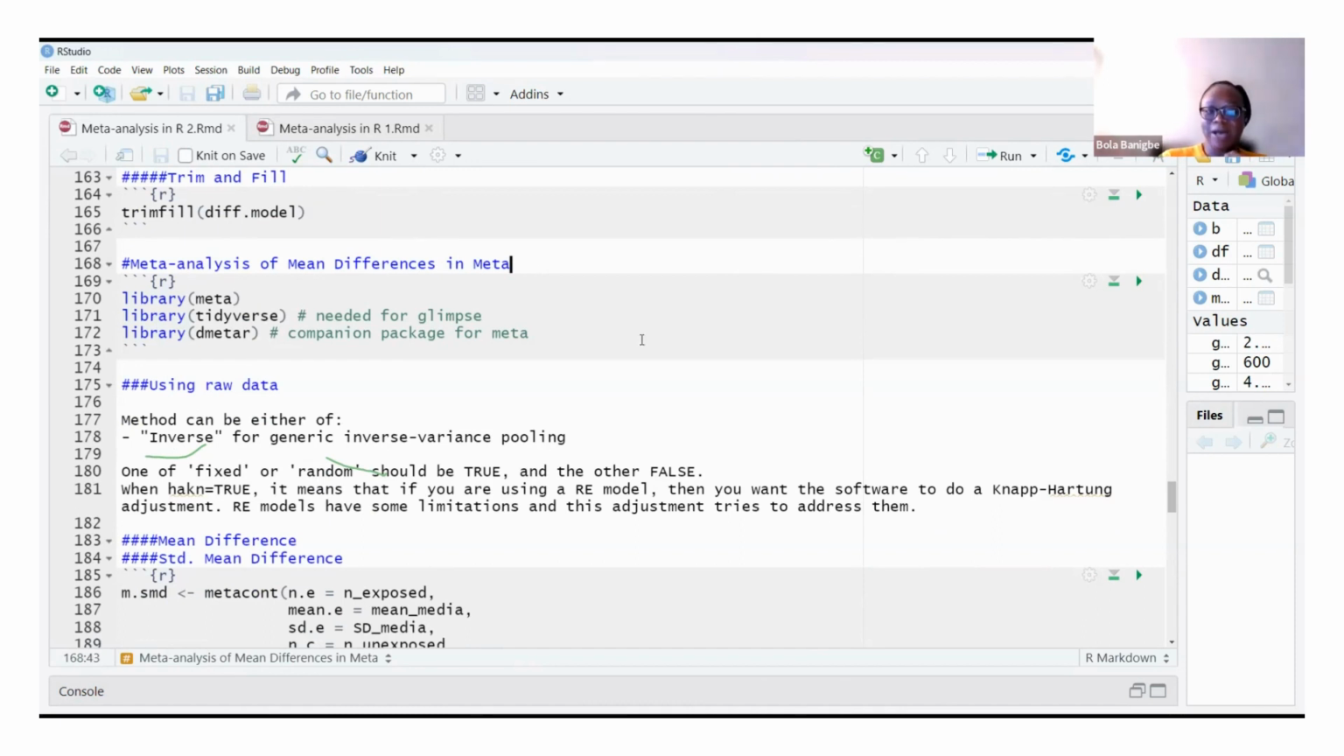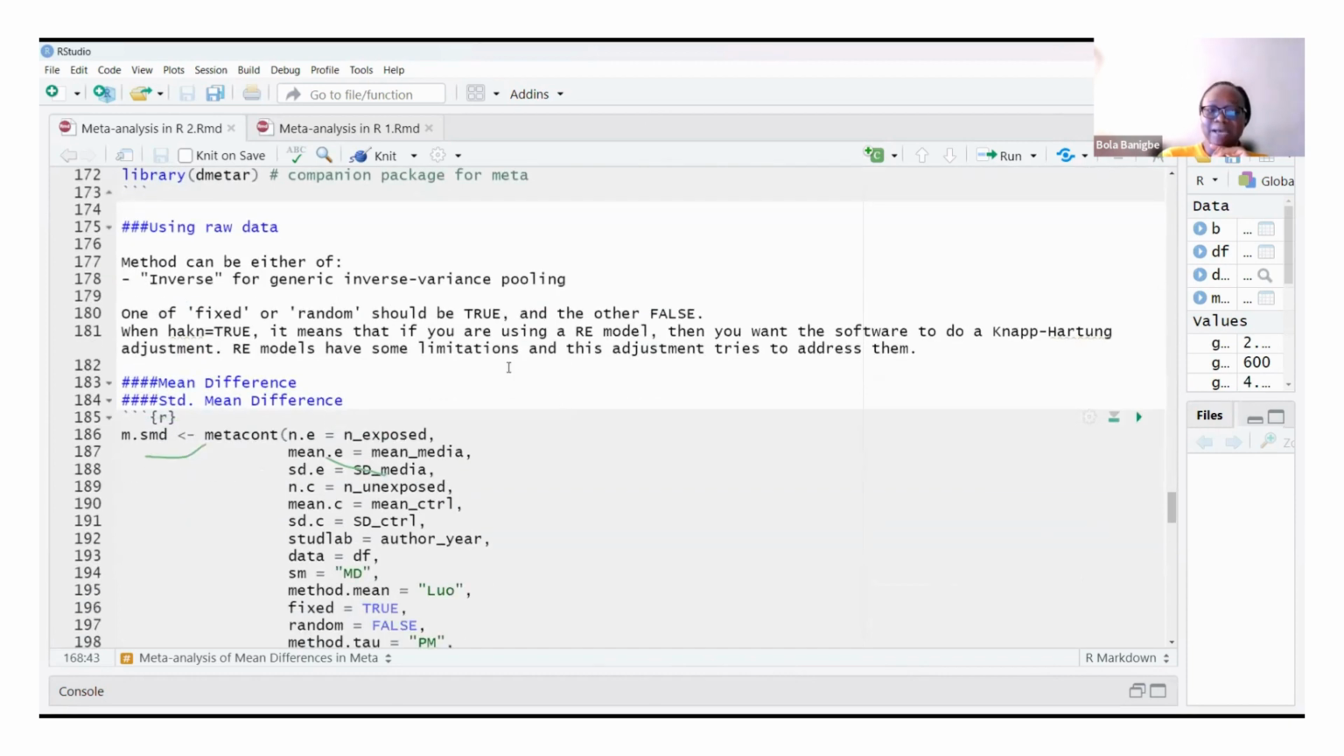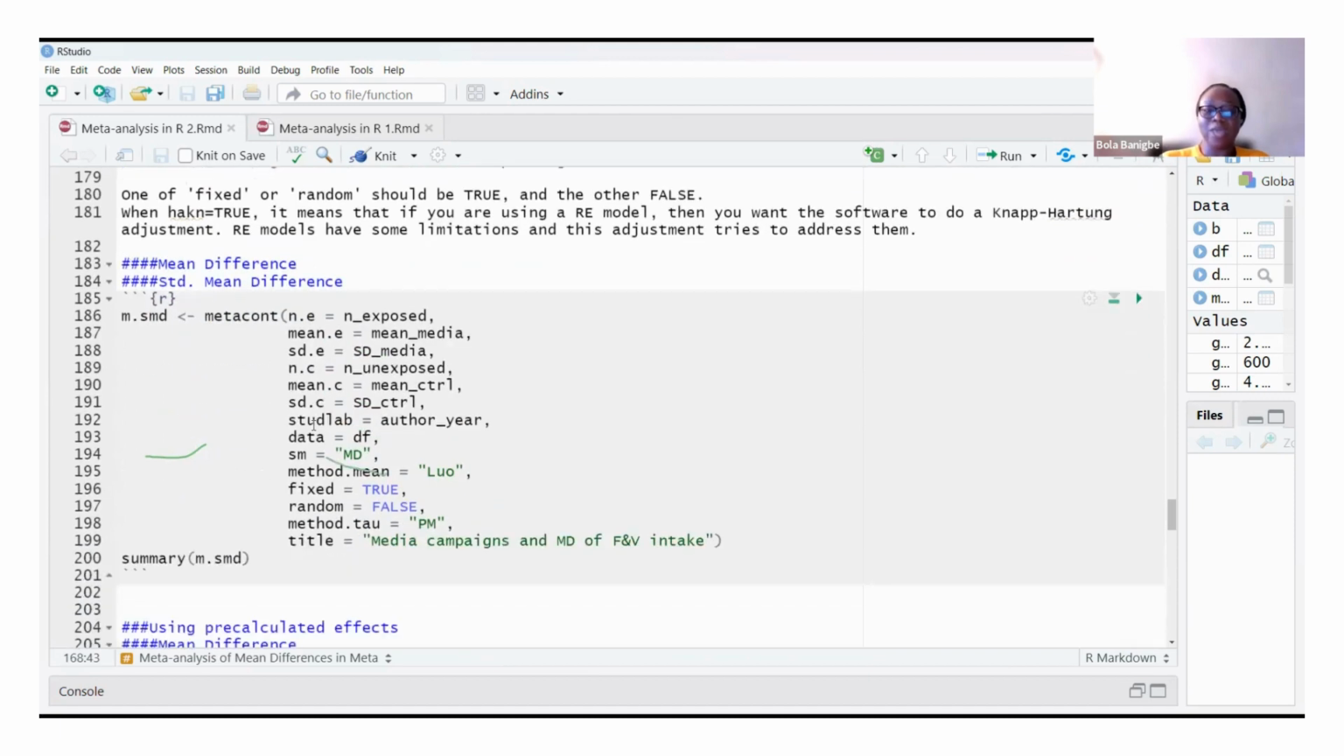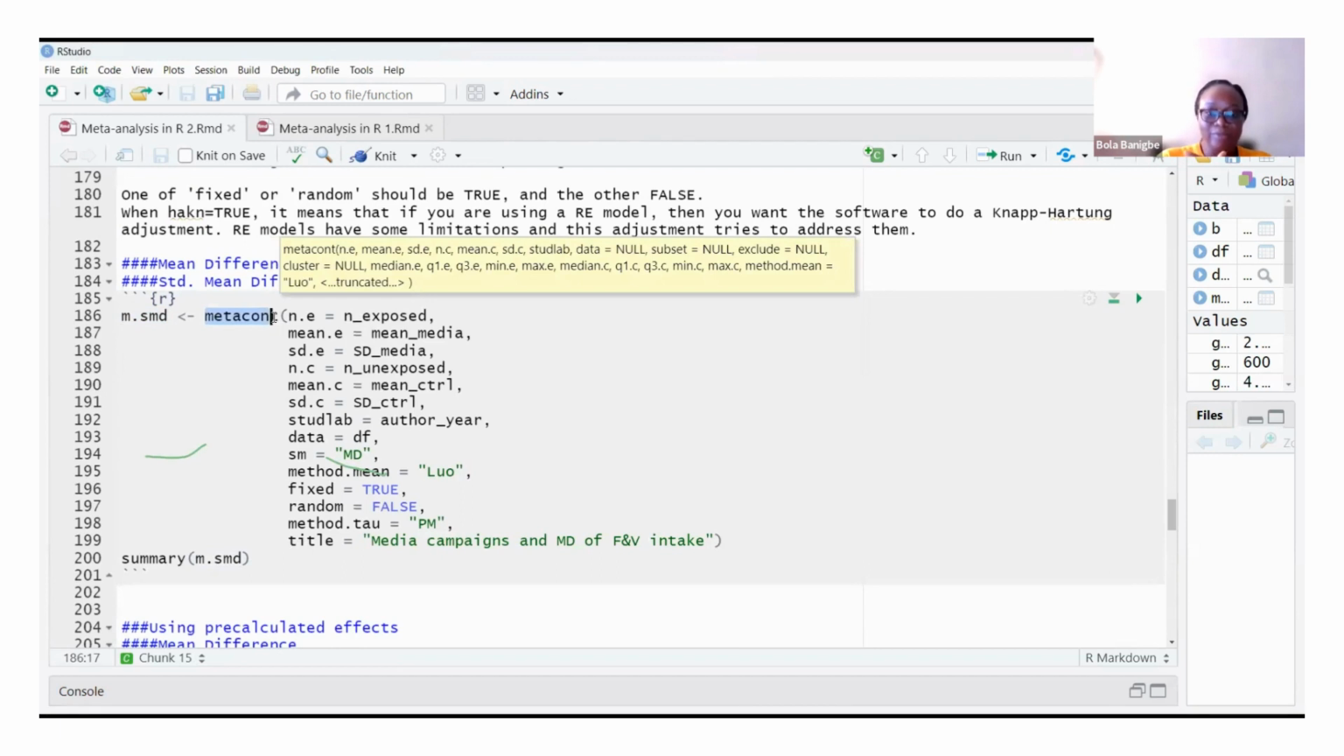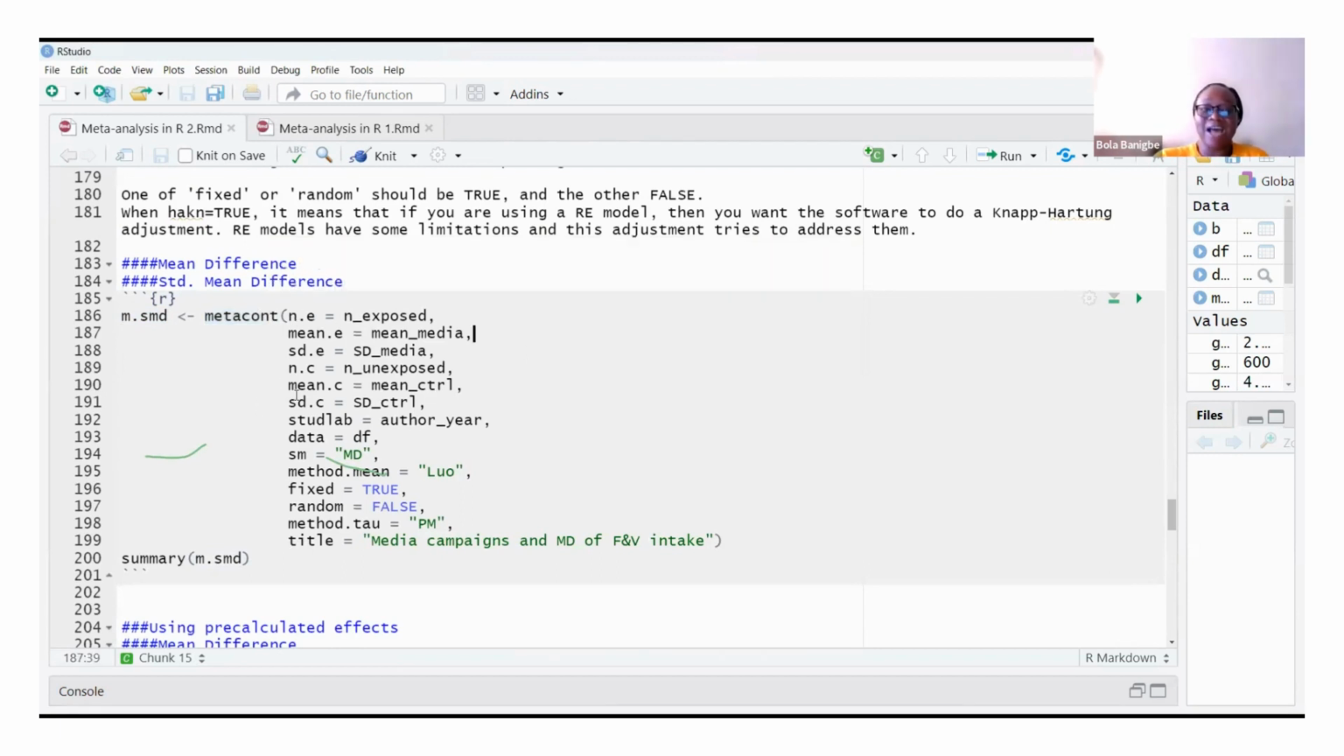So we're loading our packages, meta, tidyr, dmeta. And then using meta, we can either use the raw numbers from our studies, or we can use data that's already extracted into the Excel sheet. So if we want to use the raw data, this is what we do. Remember, now we're calculating standardized mean difference. We're calling this metacont command, and it's assuming that we're using the raw data.